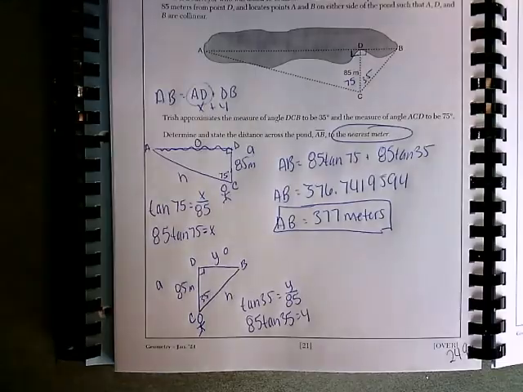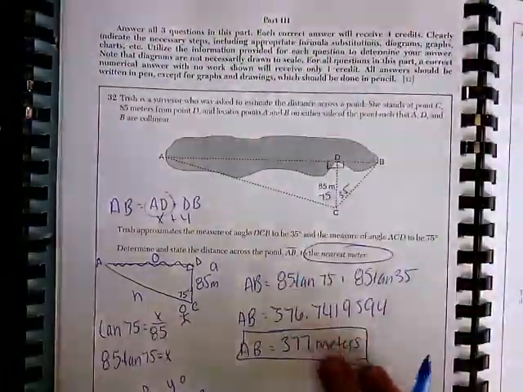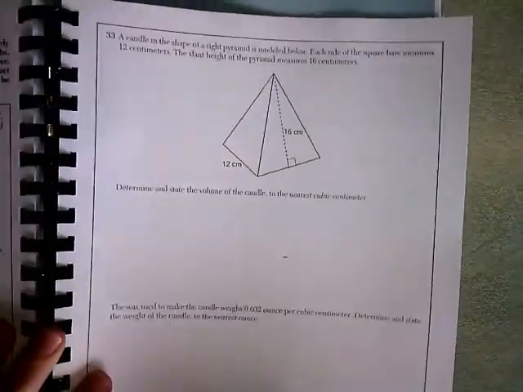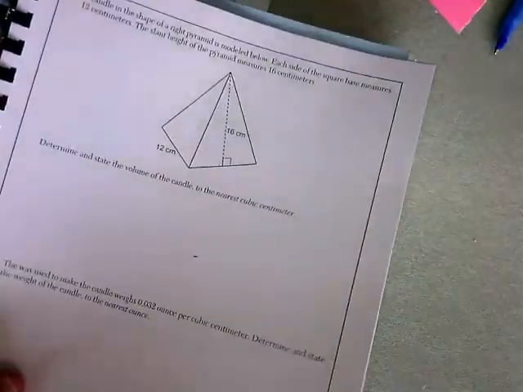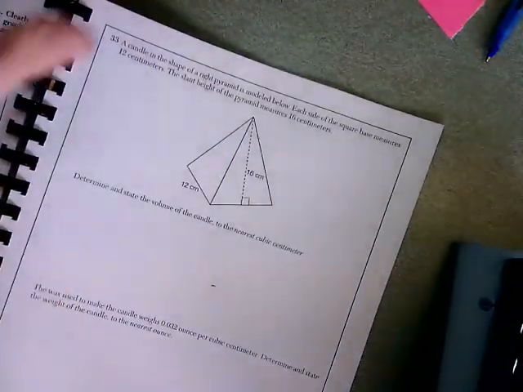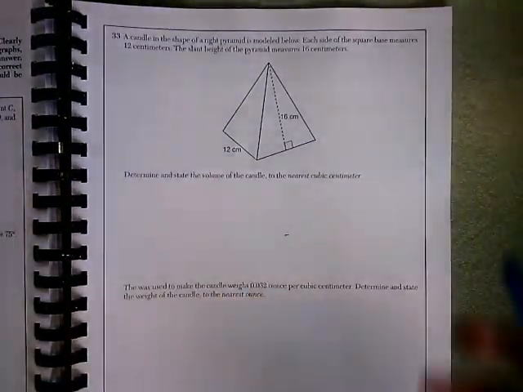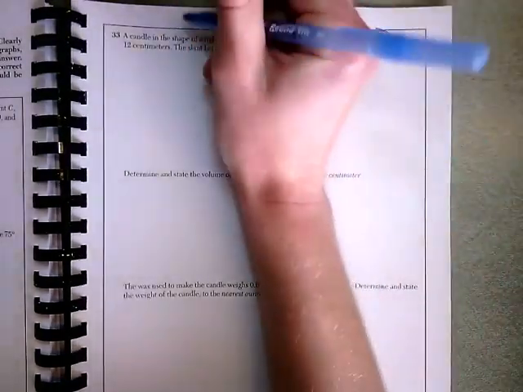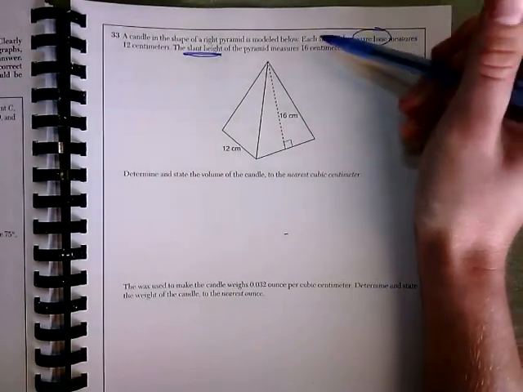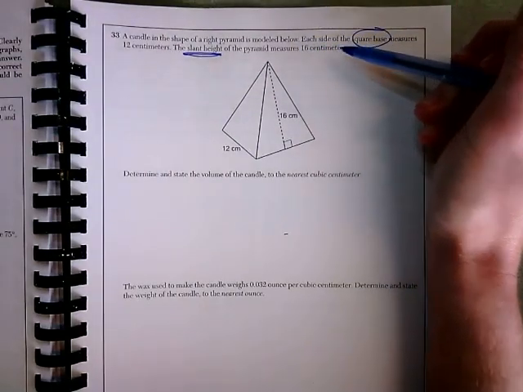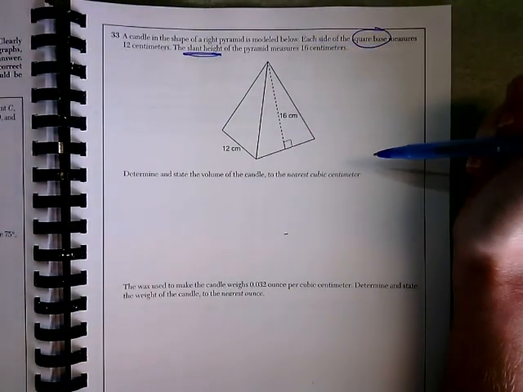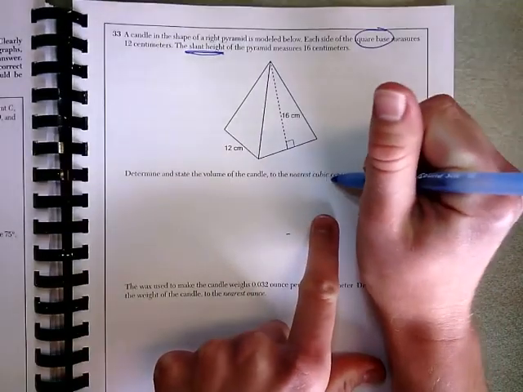All right, so now let's take a look at question 33, so this next one. Okay, so we have a candle in the shape of a right pyramid. Each side of the square base, so we have a square base, measures 12 centimeters. The slant height of the pyramid measures 16 centimeters. Now we want to determine and state the volume of the candle to the nearest cubic centimeter.